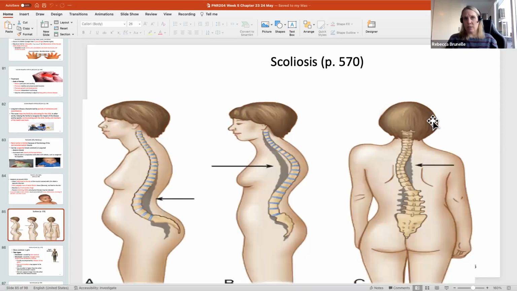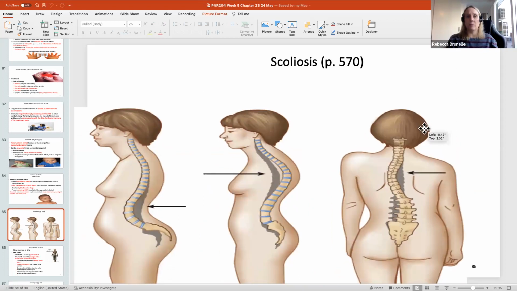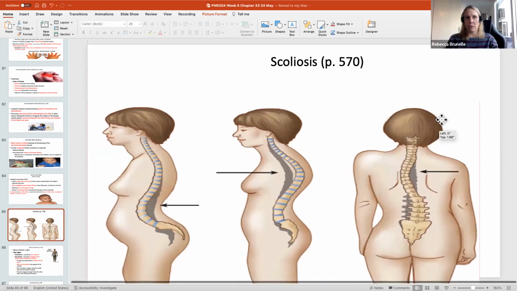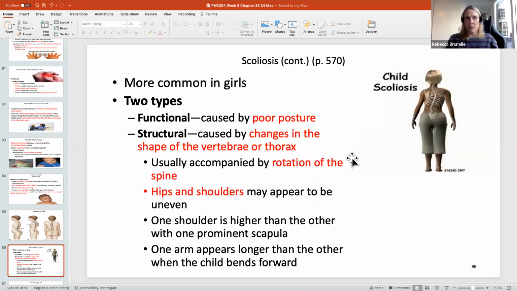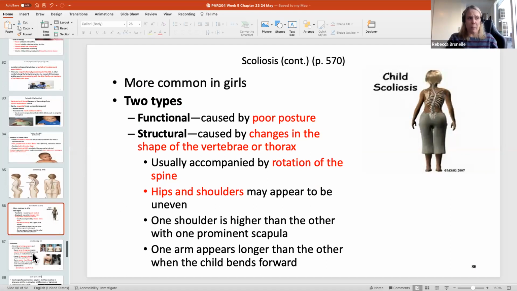So scoliosis, this is a lateral curvature of the spine. You see this more often in girls than in boys. Frequently, nurses are the ones that are responsible for screening for scoliosis. You ask the children to lift their shirt up and then bend down to reach their toes, and you're looking to see if you see any lateral curvature of their spine. There are 2 main types, functional and structural. Functional means that it's caused by bad posture, and structural means there are changes in the shape of their vertebrae that cause the scoliosis. It can lead to problems with both their hips and their shoulders. It can also be painful.